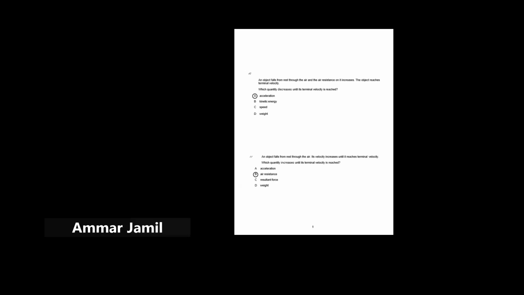Question number 10. An object falls from rest and the air resistance increases. The object reaches terminal velocity. Which quantity decreases? Well, it is the acceleration. An object falls from rest through the air, its velocity increases until its terminal velocity is reached. Which quantity increases? So it is the air resistance that is increasing, because of which its acceleration decreases and becomes zero, so it reaches terminal velocity.